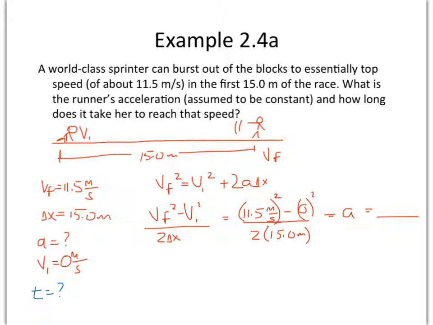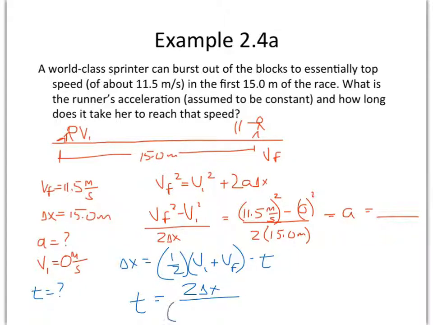So we can say that delta x is going to be 1/2 times v initial plus v final times t. This part right here really just gives us the average velocity, right? So 1/2 initial plus final. To solve for t, we're going to divide this whole thing down on that side. Except actually, if you've got a 2 in the denominator, it winds up being in the numerator. So t is going to be equal to 2 delta x over v initial plus v final.